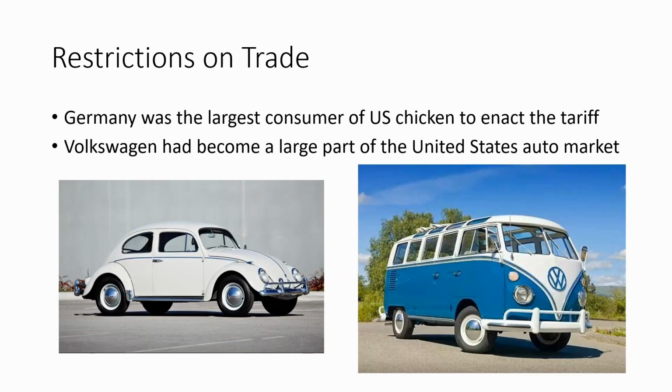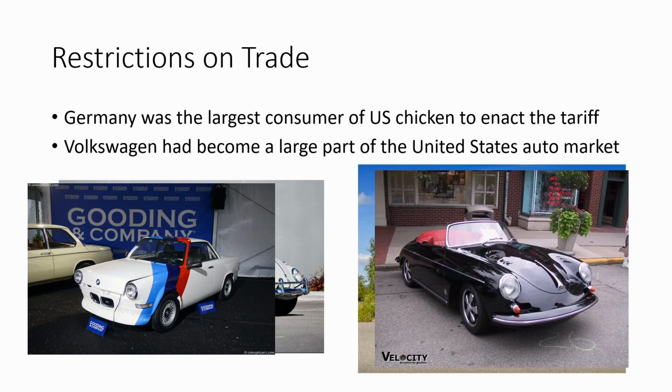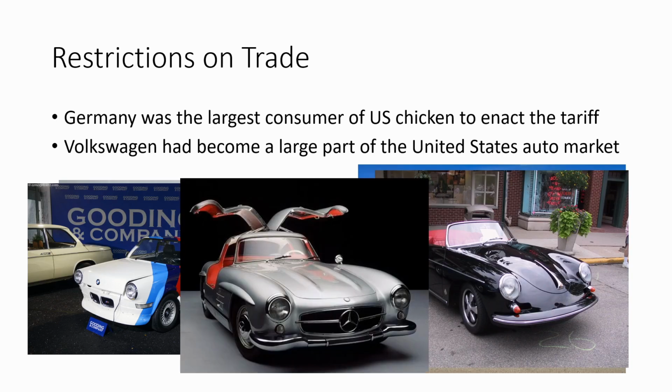If we go back to the chicken tax, Germany was actually the largest consumer of United States chicken to enact the chicken tax. And Volkswagen had become a large part of the United States auto market in the early 60s. Okay? So we had Beetles and Bugs, but there were also BMWs and Porsches and Mercedes that were all part of the United States auto market and growing parts in the early 60s.